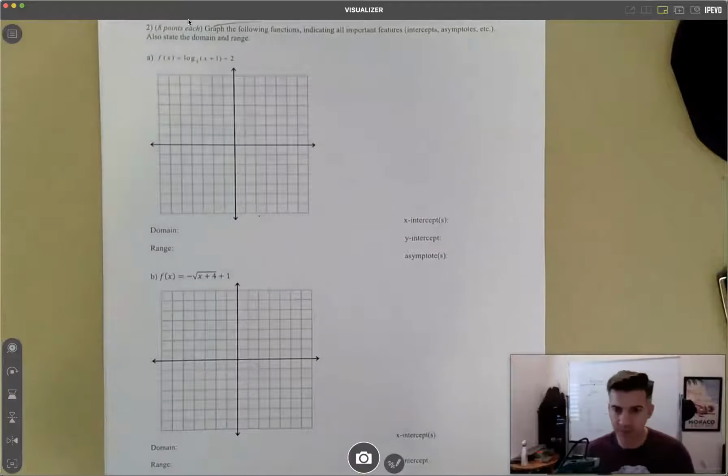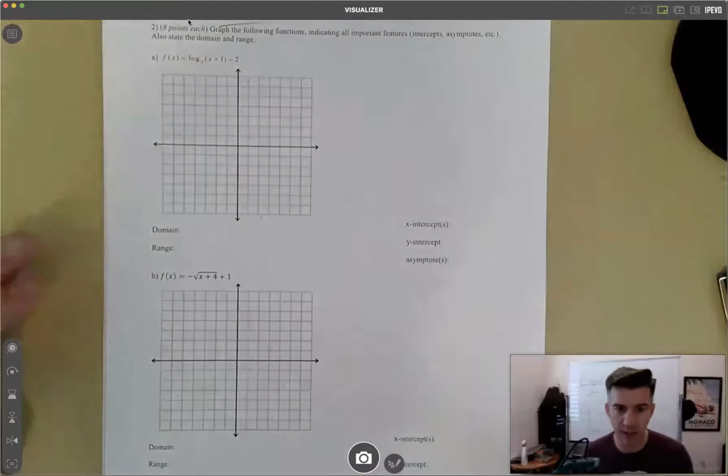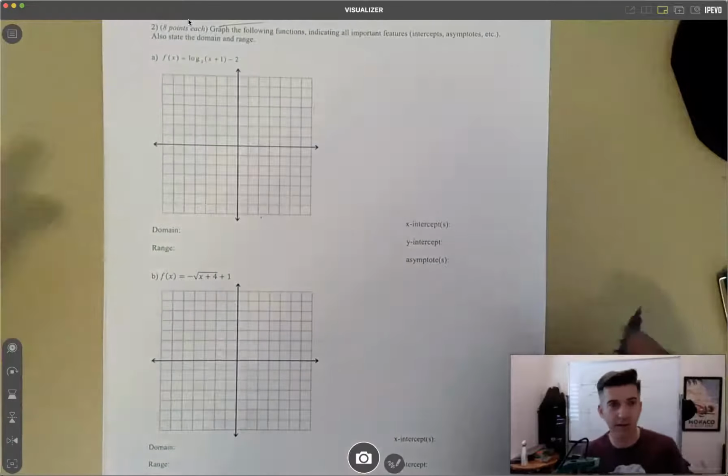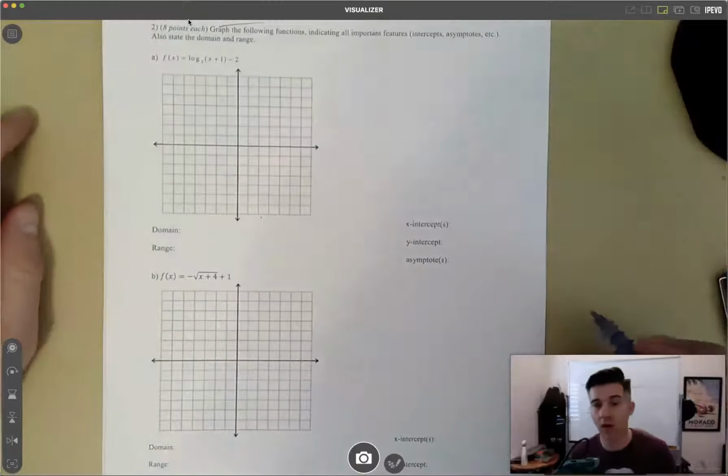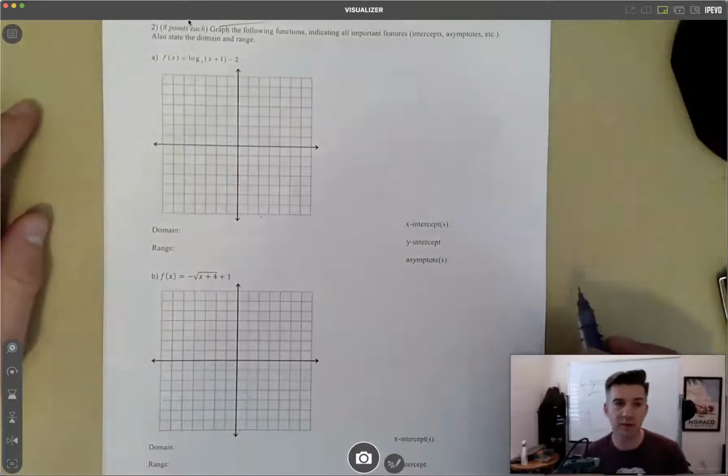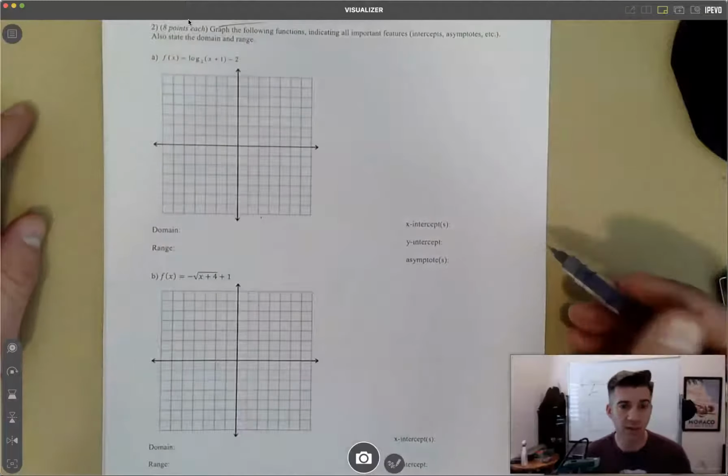All right, so now there's quite a bit of graphing on this exam, which is typical for the second exam of this class because we've talked a lot about graphing stuff. This first one says graph the following functions, indicating all important features, intercepts, asymptotes, etc. Also state the domain and range.